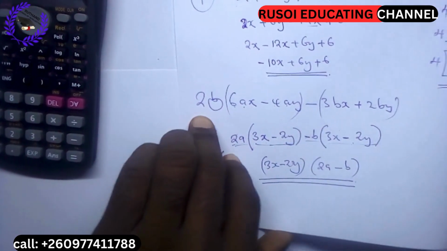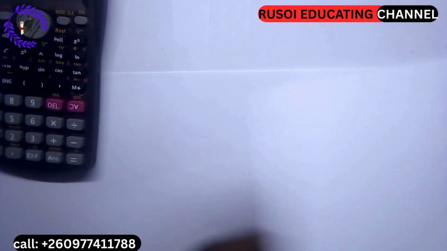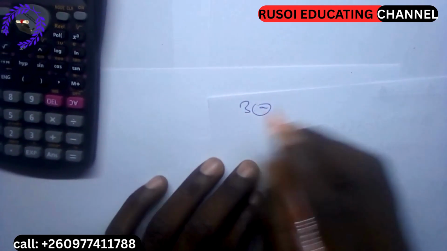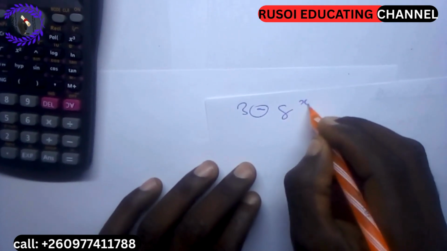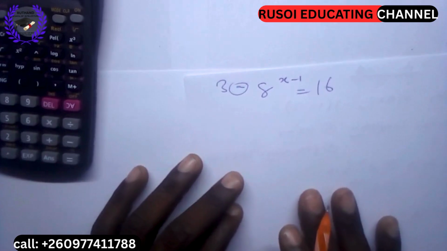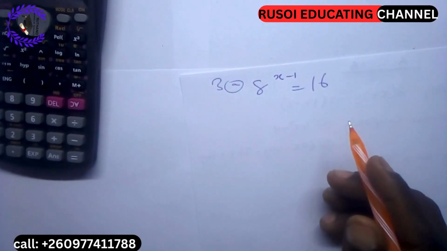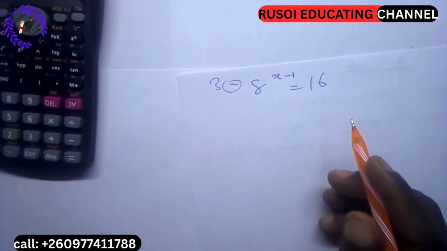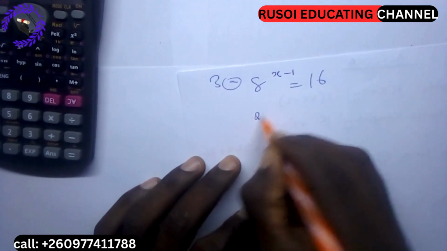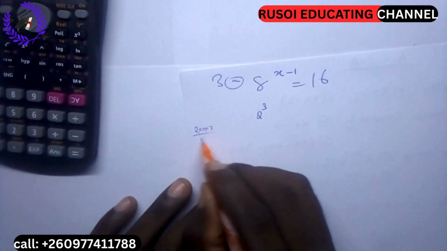So let's go to question number 3. Question number 3a says 8 to the power x minus 1 equals 16. So here you make sure that the bases are equal. So the bases are supposed to be equal. So how are you going to put that? You're going to say 2 to the power 3, because if you say 2 times 2 times 2, it will give you an 8.